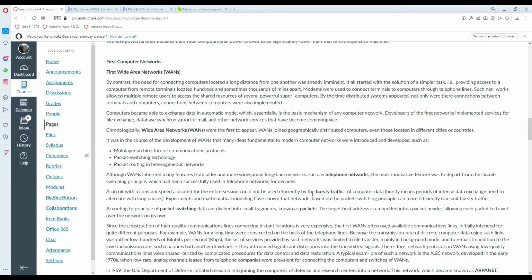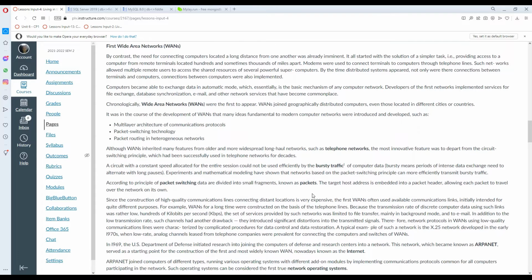Modems were used to connect terminals and computers to telephone lines. Such networks allowed multiple remote users to access the shared resources of several powerful supercomputers. By the time distributed systems appeared, not only were there connections between terminals and computers, connections between computers were also implemented.